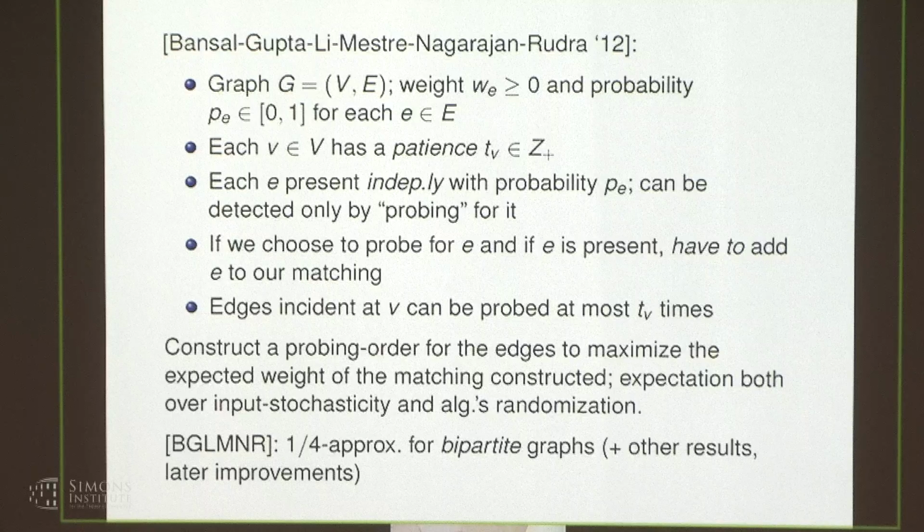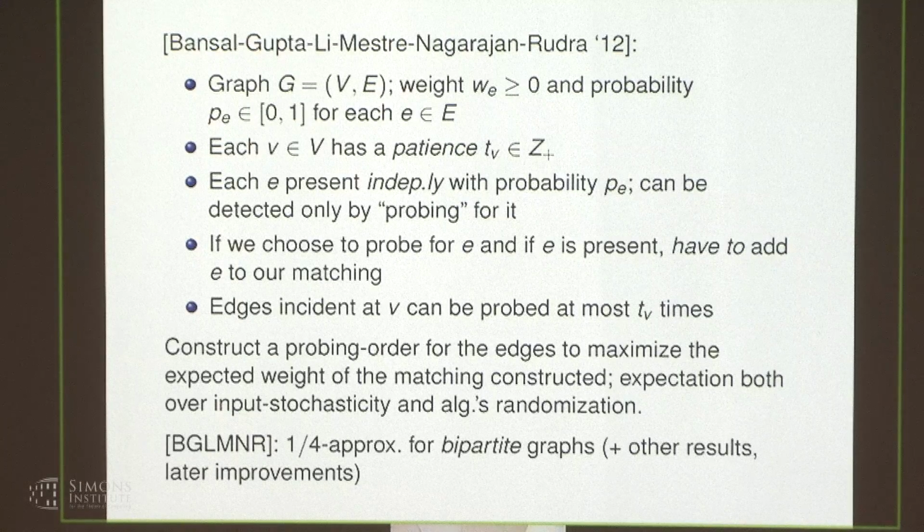So we start with the empty matching, and we incrementally add to it by probing edges. If you probe for a certain edge and it happens to be present, you have to add it to your matching, and of course then delete all the incident edges. And finally, where does the patience play a role? At any vertex v, the incident edges can be probed at most t_v times. The vertex v loses its patience beyond that time. So these are the constraints of the problem. And of course, what you want is a matching of maximum expected weight.